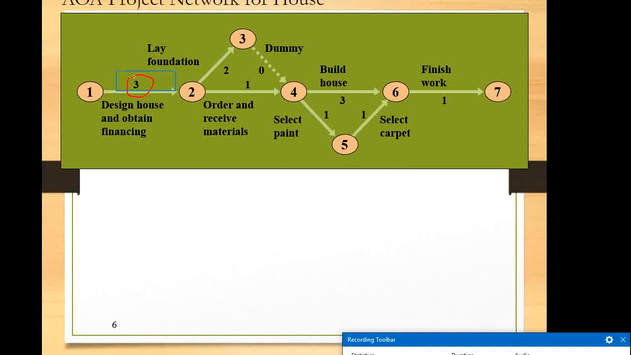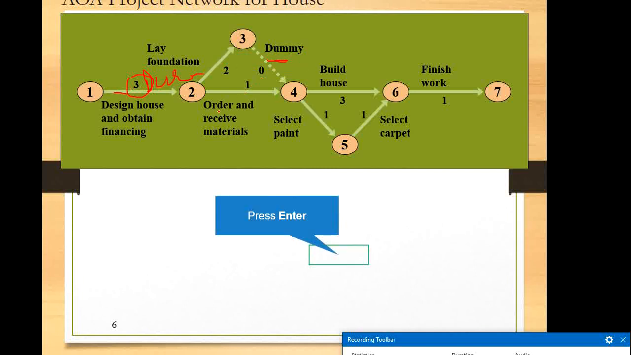So when you look at this, this is a duration, the number of days or something. This is an activity. Then this is event number 1, 2, 3, 4, 7 events, and 1, 2, 3, 4, 5, 6, 7, 8 activities. That depends on dummies.